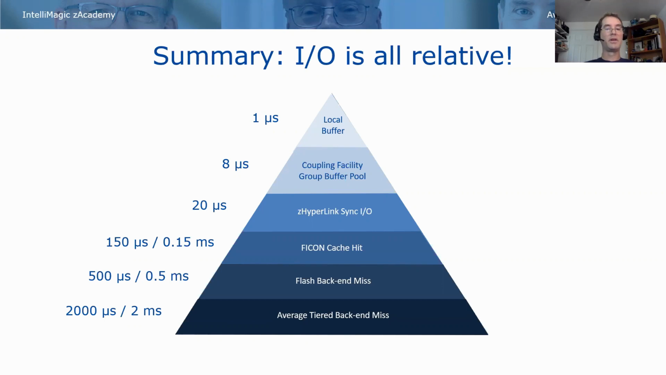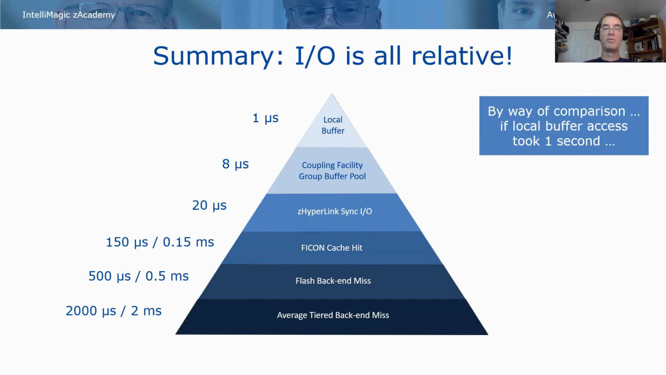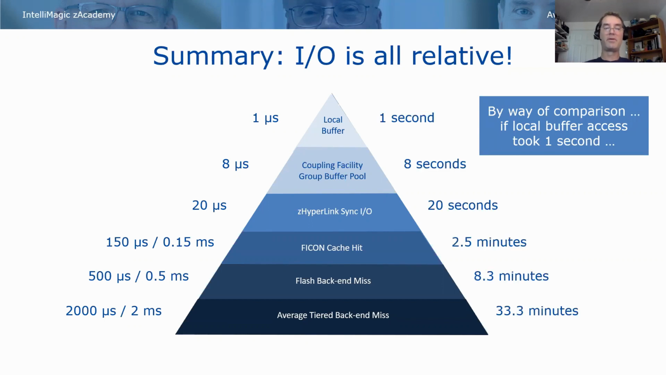So these are the approximate times to fetch data in microseconds from a local buffer, coupling facility, zHyperlink, Ficon, and all the way down. If your local buffer took a second by way of comparison, this gives you a relative idea. So your sync coupling facility request is 8 seconds. That still wins.